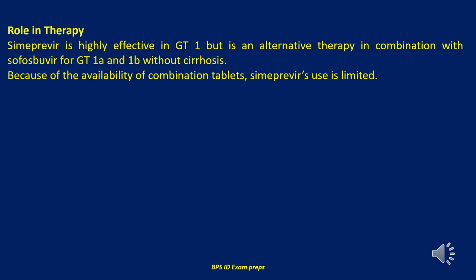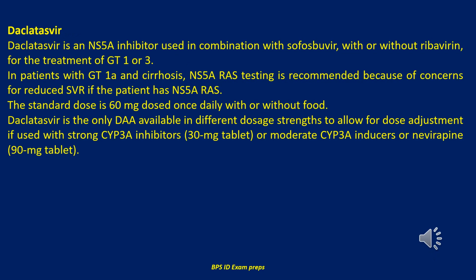Regarding its role in therapy, simeprevir is highly effective in genotype 1 but is an alternative therapy in combination with sofosbuvir for genotype 1A and 1B without cirrhosis. Because of the availability of combination tablets, simeprevir's use is limited. Next we will discuss daclatasvir.